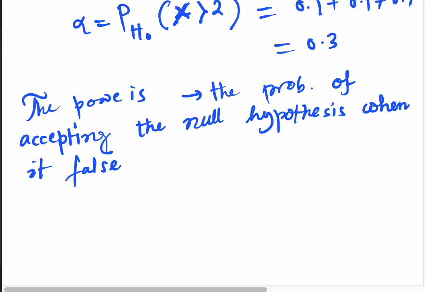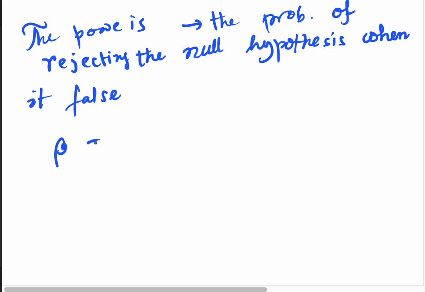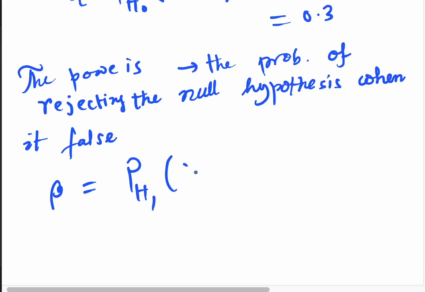Sorry, power means the probability of rejecting the null hypothesis, not accepting. So that means beta will be the probability under H1 that x is in the critical region.